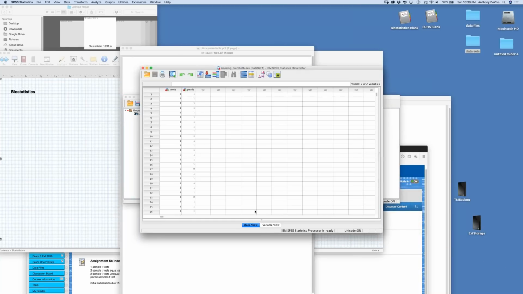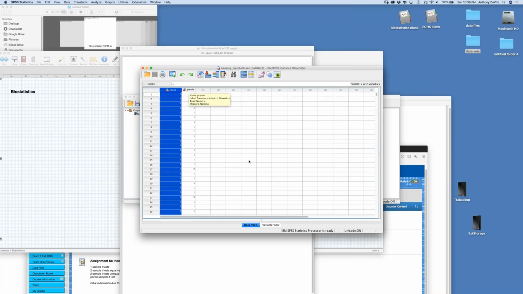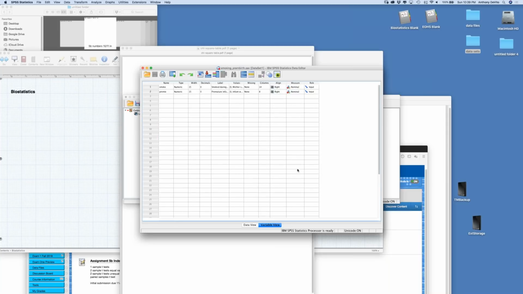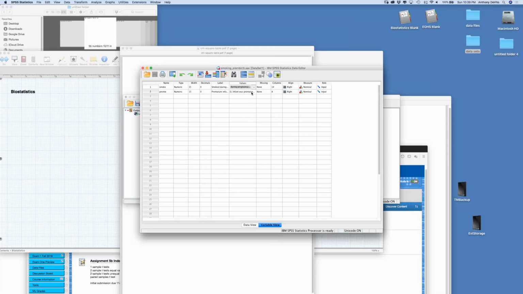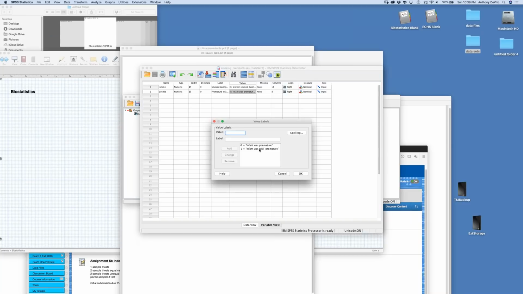Here we go. Okay, so here is a set of data, and it's smoking status for pregnant women and whether or not they had a premature birth. If I look into the variable view, I can see that this is both nominal data. 0 represents the mother smoked during pregnancy, 1 represents the mother didn't smoke during pregnancy. And over here, 0 represents the infant was premature, and 1 represents the infant was not premature.